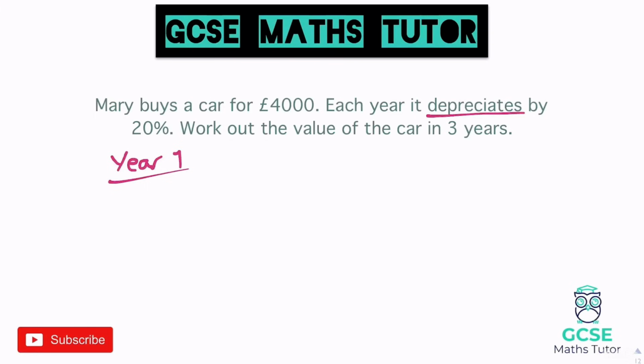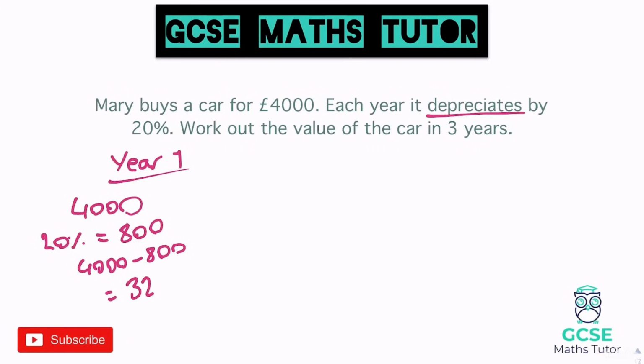Year 1, the £4,000 is what it's worth. 20% of that we can work out. 10% is 400. 20% is 800. And if we take away that 800 there, so 4,000, take away 800, we end up with 3,200. So we don't keep losing £800 a year.